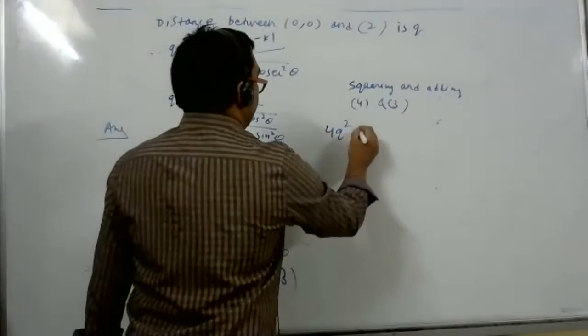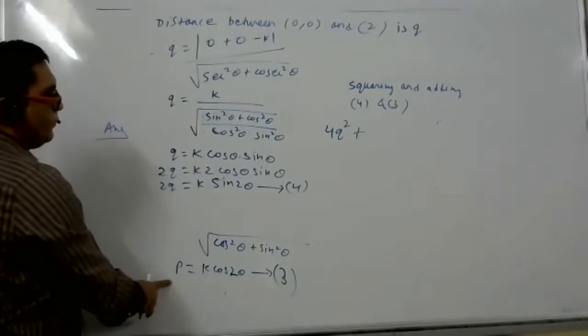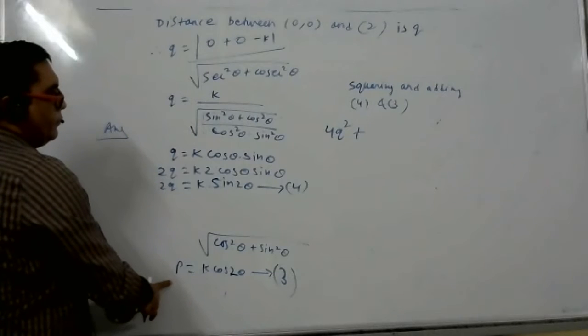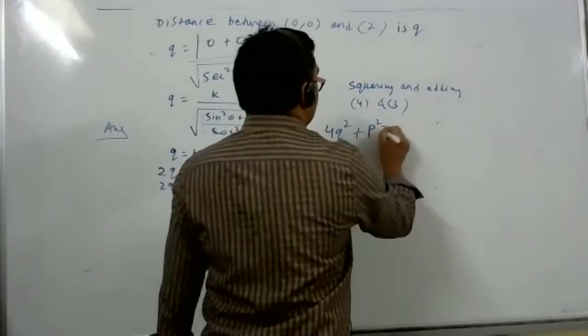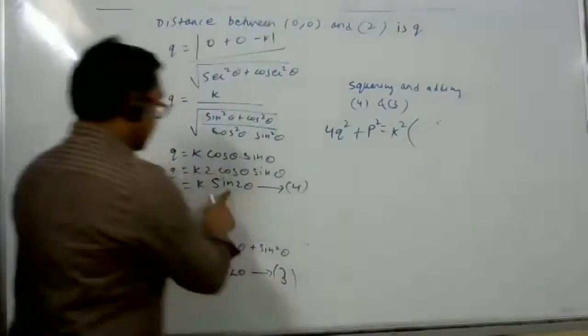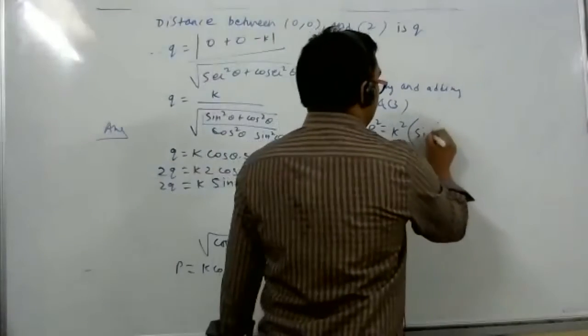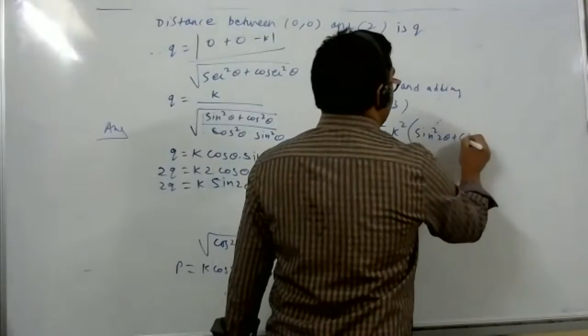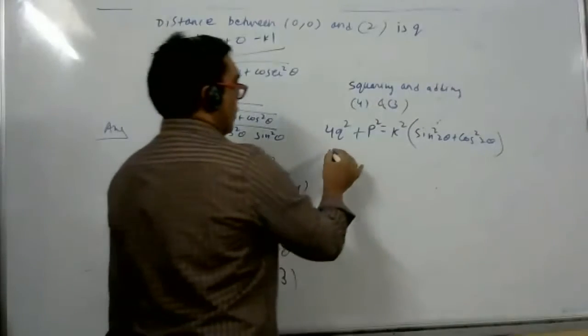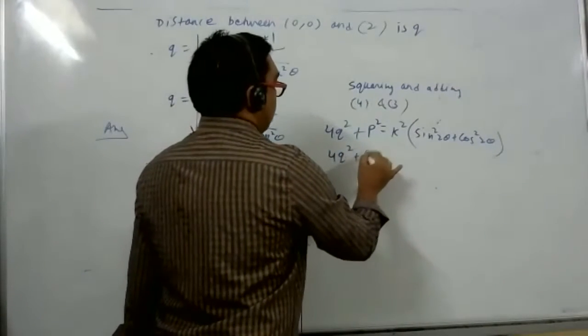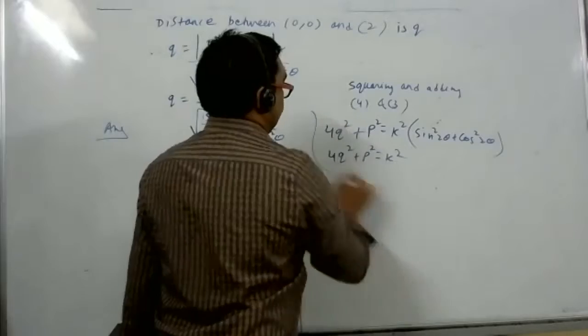4q square plus p square is equal to k square common, sine square 2 theta plus cos square 2 theta. What is that equal to? Sine square 2 theta plus cos square 2 theta is 1. So is this the answer or not?